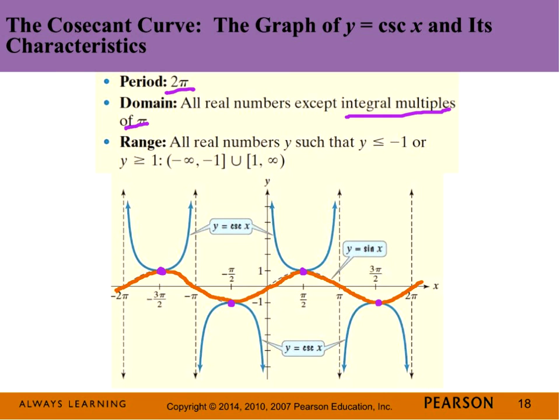Your range, all real numbers such that y is less than or equal to -1, or greater than or equal to 1. So this is a much more concise way of saying this by just using your interval notation there. So we have a range from -infinity to -1 and 1 to positive infinity. And I have on your sheet x-intercepts, that's not applicable there, and it's undefined and has vertical asymptotes at integral multiples of pi.